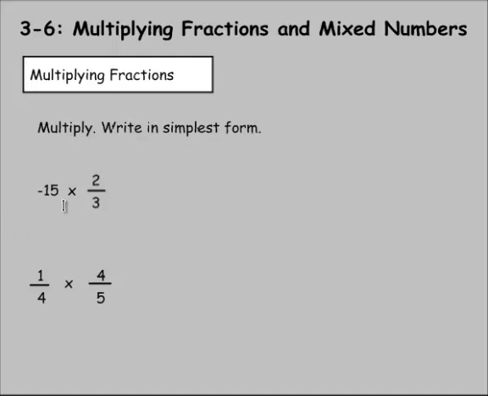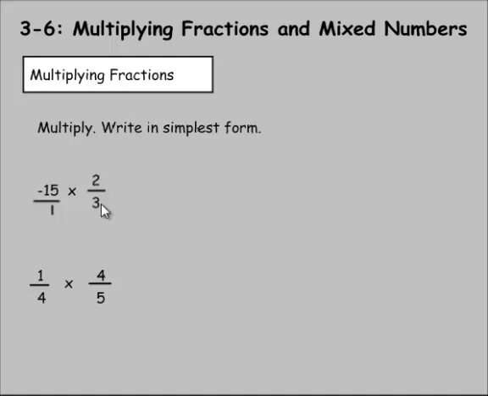We have negative 15 times 2 over 3. This negative 15 isn't a fraction yet. You can always just make that a fraction by putting a 1 underneath it. So now we can probably multiply this. When we multiply fractions, we multiply across. So the numerators get multiplied together, and the denominators get multiplied together.